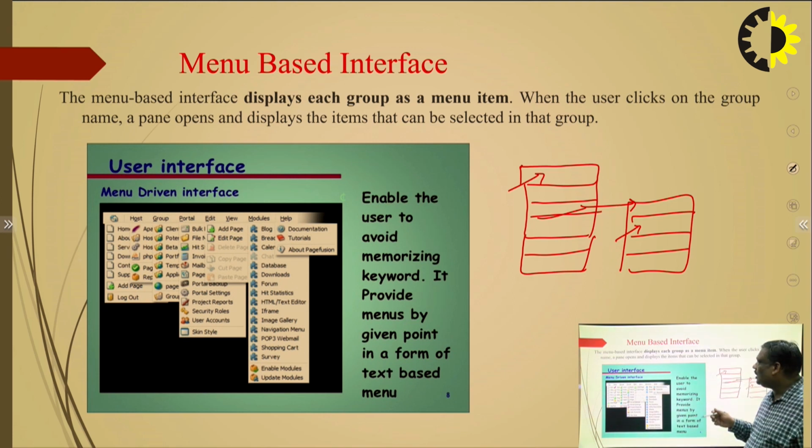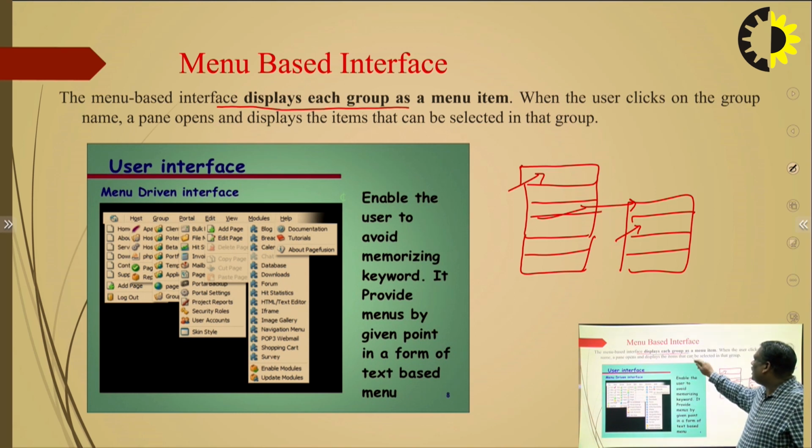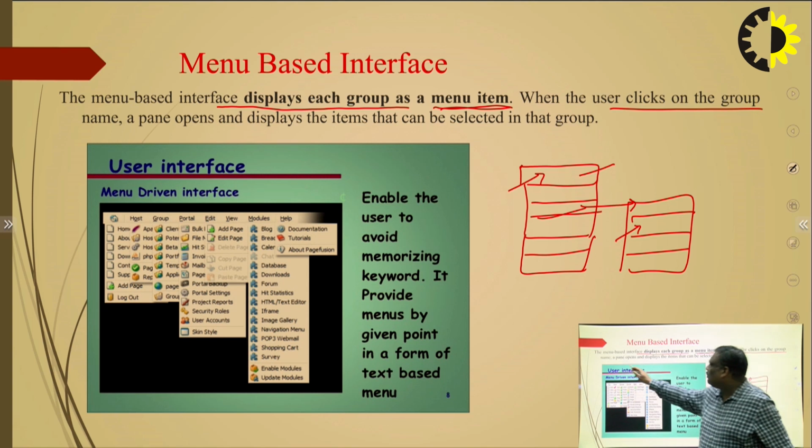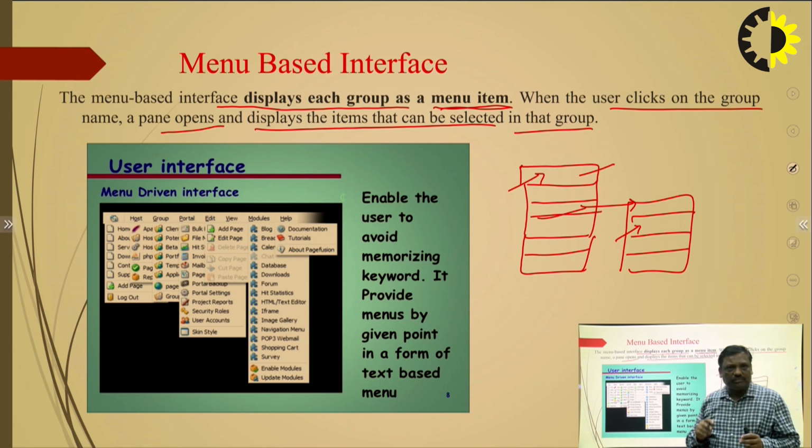So a menu based interface displays each group as menu items. These are known as menu items. We click on these menu items and the system operates, displayed in a group. When the user clicks on this group name or an option, an item can be selected from the group. Suppose when we click on the menu item, then the second one is presented, and when we click on this one, the next window opens.